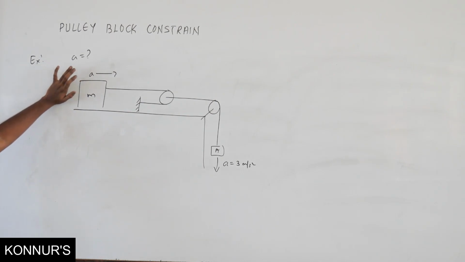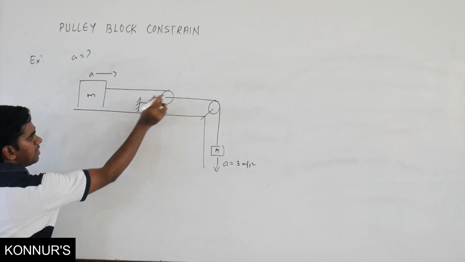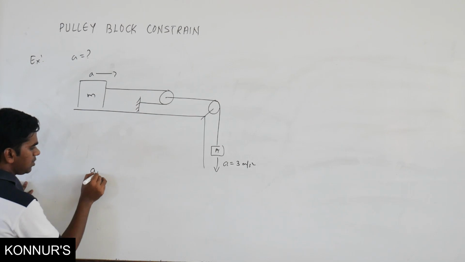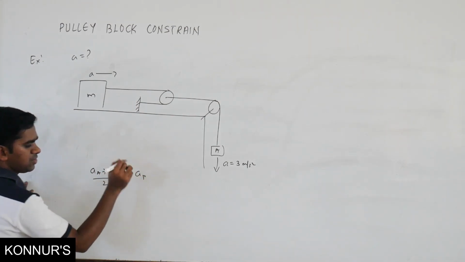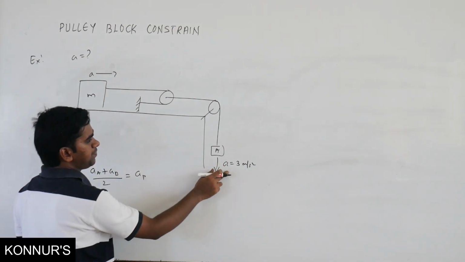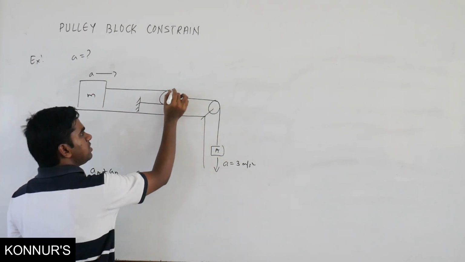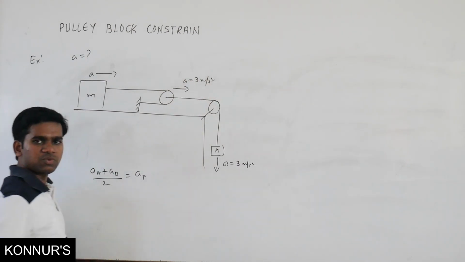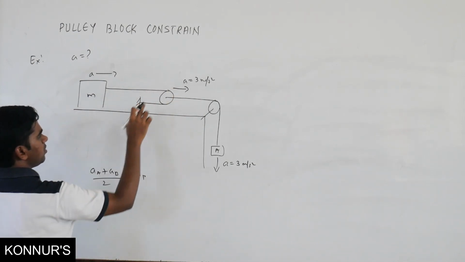So you can apply your pulley method. What will the pulley method say? If you apply the pulley method here, the acceleration of A plus the acceleration of B, divided by 2, equals the acceleration of the pulley. If this is 3, any point on this string is also 3, here also 3. That means this pulley has an acceleration of 3 meter per second square.